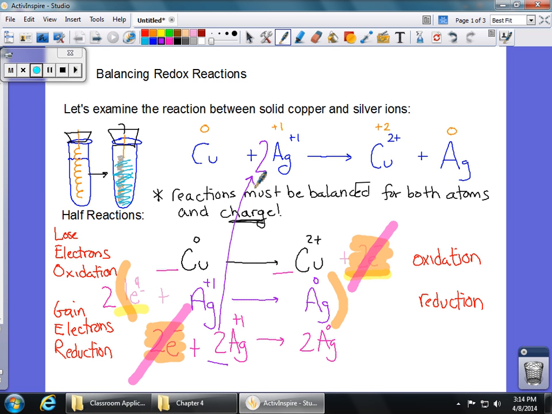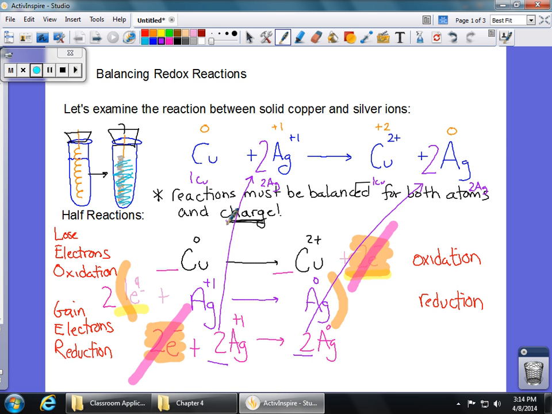We also have another 2 in front of our silver metal that we will also put in front of our silver metal in the original equation. If we look at both of our atoms, we have 1 copper on the left, we have 1 copper on the right, so we're good there. We have 2 silver atoms on the left and 2 silver atoms on the right. So we've already balanced our equation for atoms.